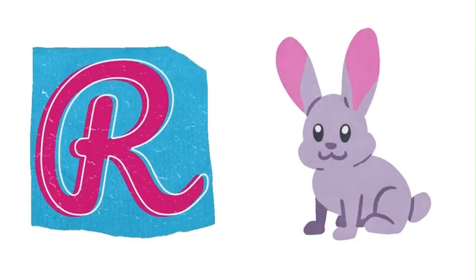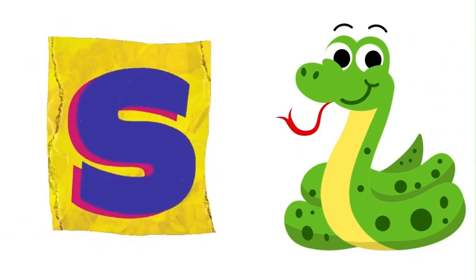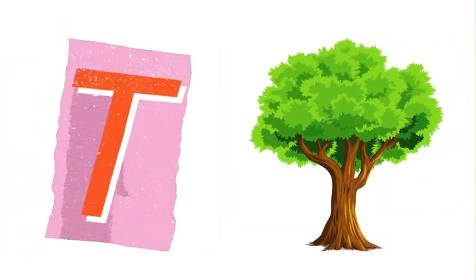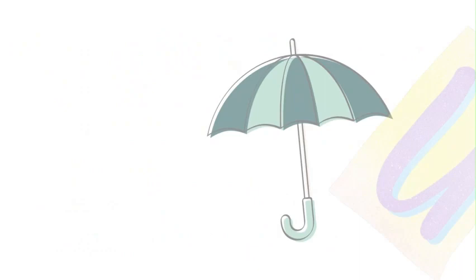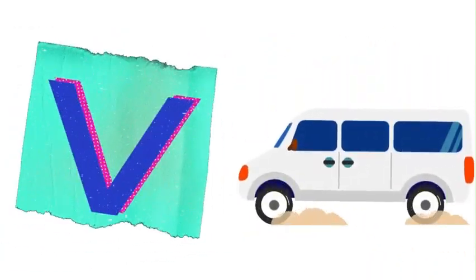S for sparrow. T for tree. U for umbrella. V for van.